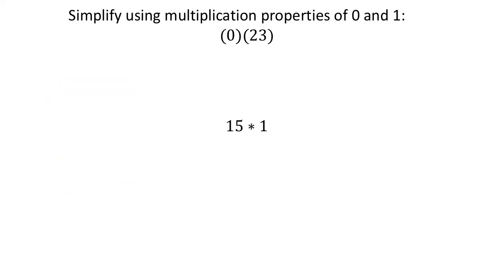All right, simplify using multiplication properties of 0 and 1. No problem. I hope this becomes instinct sooner than later, but if we see multiplication by 0, no matter what this number is, 23, you can say it's big, it's small, you could put a decimal on it, you can make it a fraction, it doesn't matter. Anything multiplied by 0 is going to give us 0.